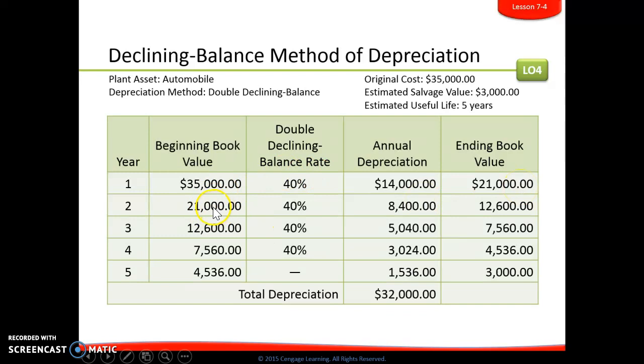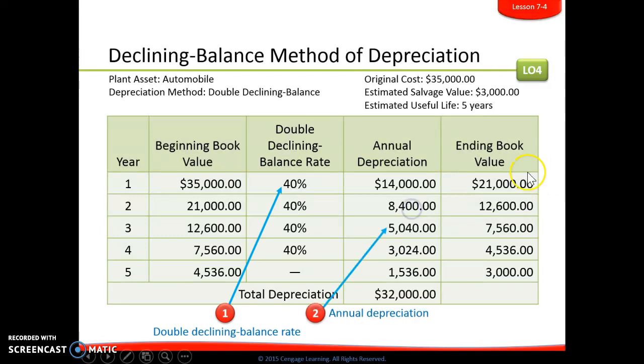So then the second year, we would take that $21,000 times that 40%. That annual depreciation for the second year is going to be $8,400, and that gives us our ending book value. So we can see that as the years go on, the depreciation amount decreases. It's still going to be 40% each year, but that amount will decrease, until that final year, it'll depreciate only $1,536 to get us our ending book value of $3,000.